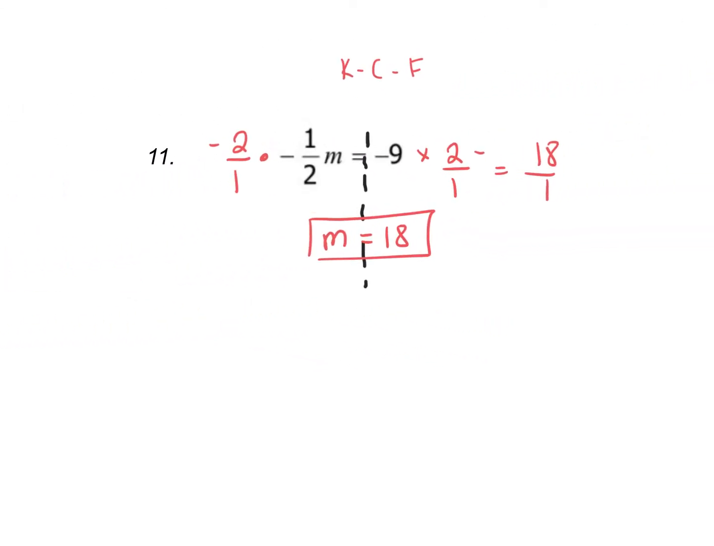Over on my other side here, remember when I'm multiplying by a fraction, I need to do keep, change, flip. So I'm going to multiply by that flip fraction or the reciprocal. Whatever I do on one side, I do to the other here, and I get m equals 18.